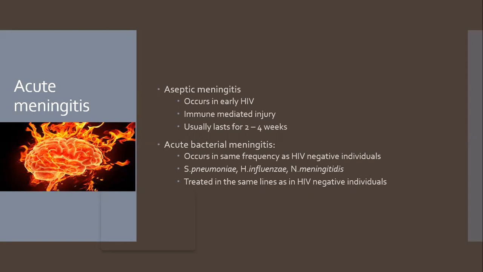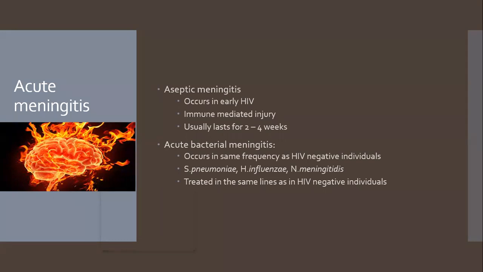Most of the time, we will not be having any evidence of bacterial infection or viral infection in the CSF. CSF will be normal. It is called aseptic meningitis. So HIV itself can cause meningitis, which will be an aseptic meningitis presentation. Why is it causing aseptic meningitis? Because the virus is not causing the meningitis. The immune-mediated injury is causing meningitis. That is why we call it aseptic meningitis. Usually lasts for 2 to 4 weeks. So acute meningitis could be due to HIV infection itself, where it is an aseptic meningitis.